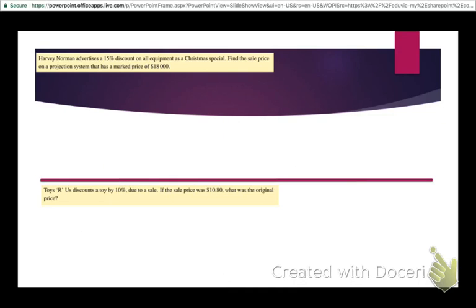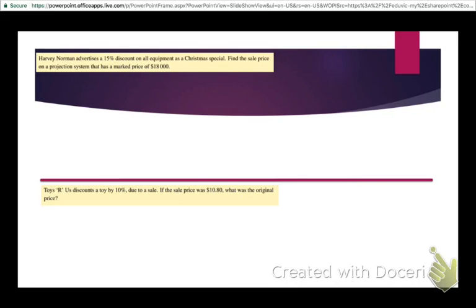Okay, second lot of questions. Harvey Norman advertises 15% discount on all equipment as a Christmas special. Find the sale price on a projection system that has a marked price of $18,000. That is a really expensive projection system in my books, and I'll be wanting more than 15% off it. Anyway, so what are we going to do?